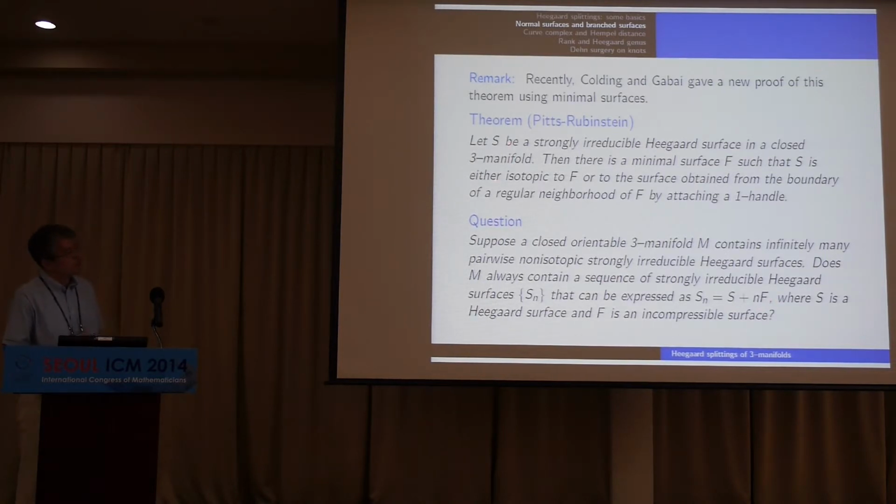So in the proof of the theorem we just talked about, we show that if you have an infinite sequence of strongly irreducible Heegaard surfaces, then you have an accumulation point, which is a lamination, and then you use that to conclude that there exists an incompressible surface that's not constructive. So the natural question about the finite structure of the space of strongly irreducible Heegaard splittings is whether or not this type of phenomenon always occurs.